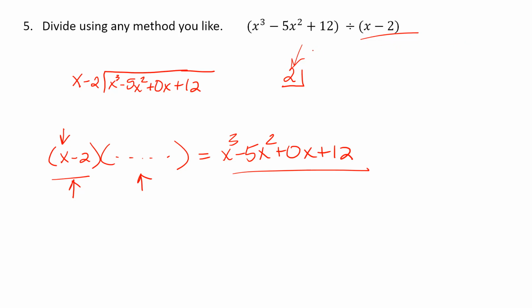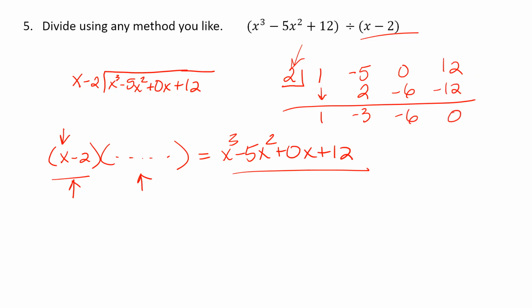If you're going to do this with synthetic division, you would put the coefficients of the polynomial here: 1 for x cubed, negative 5 for x squared, 0 for x, and then 12 for the constant. First thing you do is bring down the 1. 1 times 2 is 2. Negative 5 plus 2 is negative 3. Negative 3 times 2 is negative 6. Add it up, get negative 6. Negative 6 times 2 is negative 12. And you get a remainder of 0.